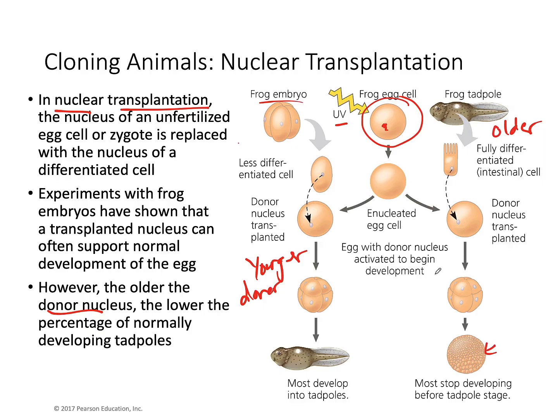So this actually supports the idea that the genes that are being expressed at different stages are different. So because the frog embryo donor was more similar in stage to the egg, it was more successful at developing into a tadpole. Whereas because this older frog tadpole was an adult stage compared to this egg, it was not as successful because it didn't have the right genes on or off during this development phase.